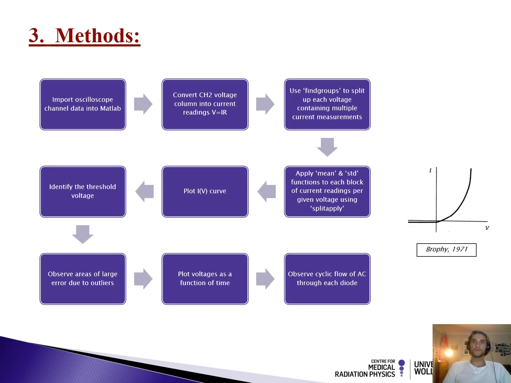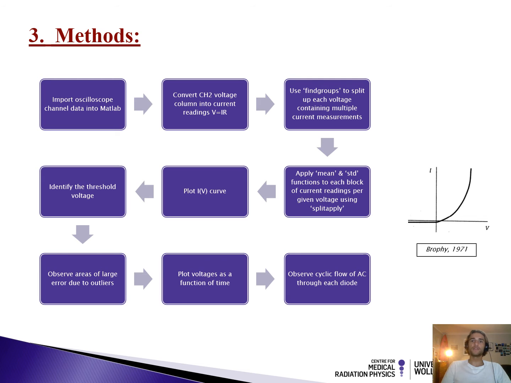First, the provided raw data containing voltages from the two oscilloscope channels were imported into MATLAB. The voltages from channel 2 were then converted into currents by simply dividing each voltage by the 100 ohm resistor, which provides the current flowing through the diode. The find groups function in MATLAB was then used to split up all the current readings for each individual voltage and store these as arrays. The split apply function then applied mean and standard deviation functions on each block of currents. This provided an average current reading for each given voltage with a respective standard deviation.